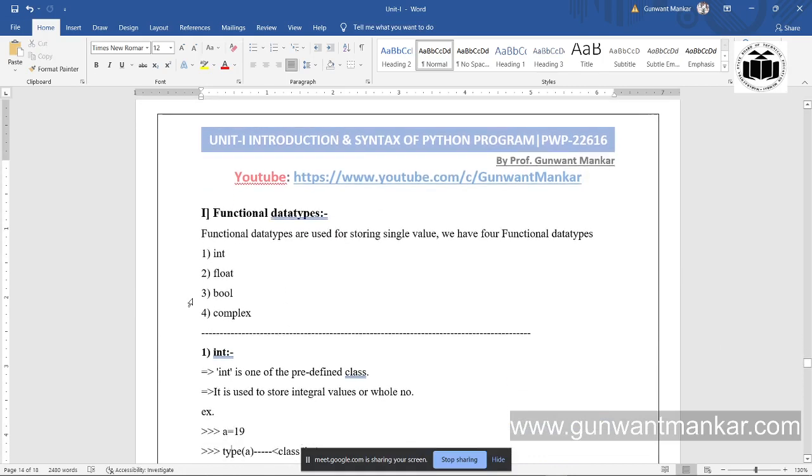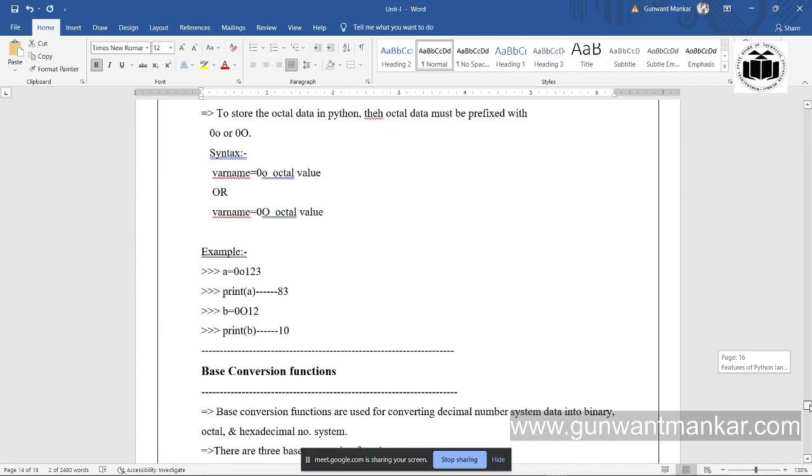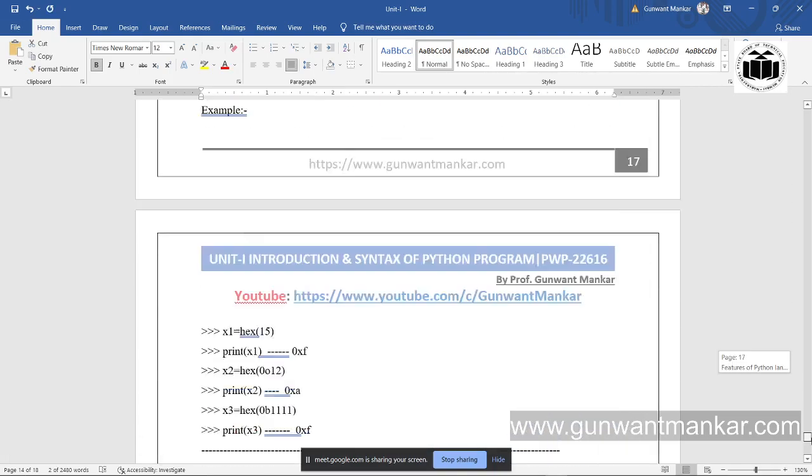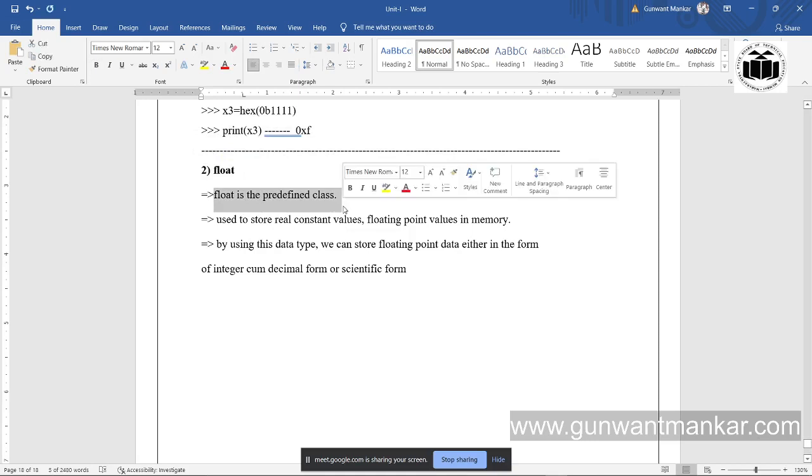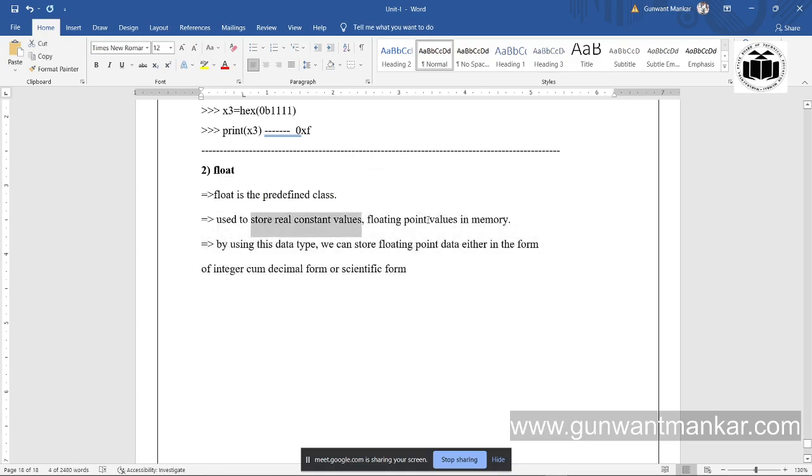Okay, first is completed, integer is completed. Now we are going to take the second one, that is float. Okay, we are going to see the float data type, float class. Okay, float data type. So float is a predefined class or not? Yes, it's a predefined class. It is used to store real constant values, floating point values in the memory. By using this data type, we can store the floating point data either in the form of integer come decimal form or scientific form. Okay.